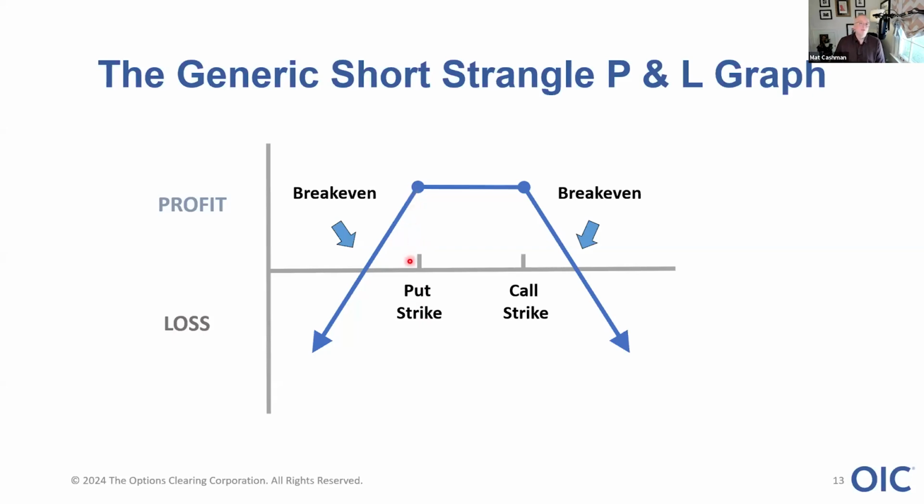And then the difference would be the actual distance from the put strike for the break even, and the distance from the call strike to the break even is going to be the premium of the total strangle. It's always going to be that way. The only difference is going to be whether you bought the strangle or whether you sold the strangle.